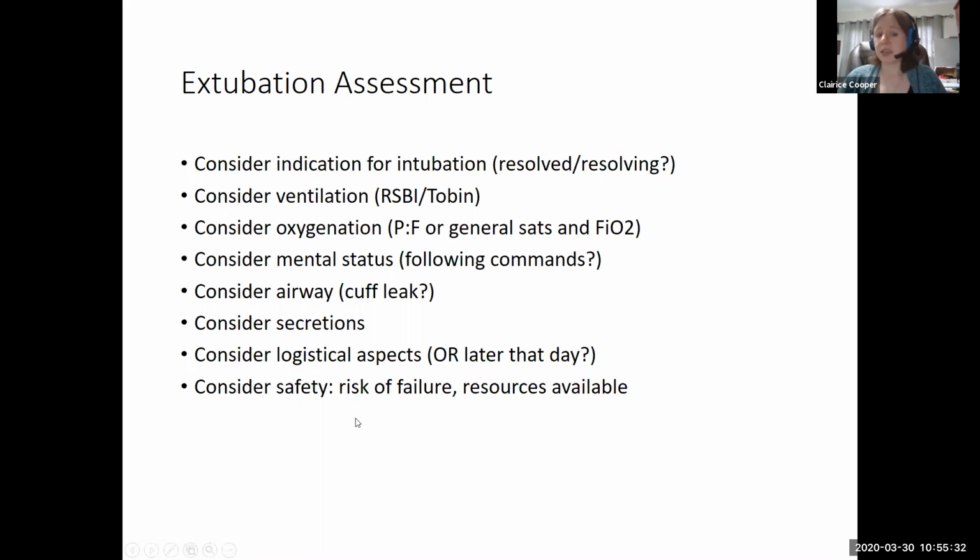And then also think about safety, risk of failure, and what resources are available. If you've got a high-risk patient who's just barely meeting criteria and it's 9 p.m. and 2 emergency cases are going in the OR, tying up all your anesthesia staff, perhaps that's not the best time to extubate that patient. So think about all of those things.